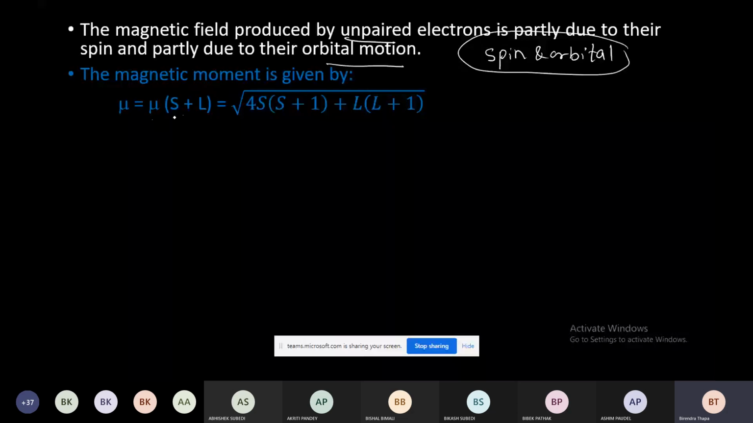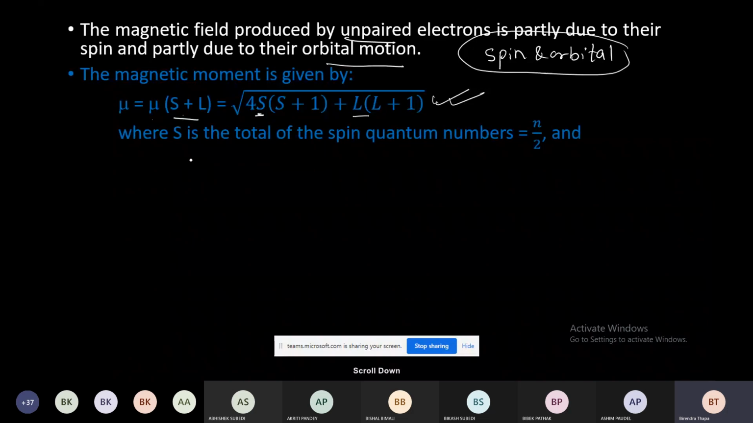It is equal to square root of 4S(S plus 1) plus L(L plus 1). This is the actual formula, or total formula, for the value of magnetic moment if we consider spinning and orbital contribution of the electron. Here, S is the sum of spin quantum number, and L means the sum of orbital angular momentum quantum number. The sum of spin quantum number, S, is the total sum of the spin quantum numbers, which is equal to n by 2, where n means the number of unpaired electrons.